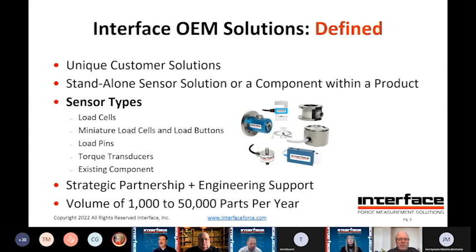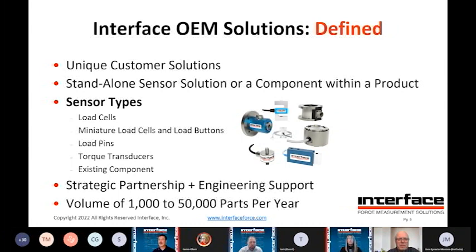We'll get a little bit deeper into that farther into the presentation, but strategic partnership and engineering support is the key to success. It's the most important part of this, and it's not only our engineering support, but it's also your engineering support. We get the engineering groups to work together. We've got the expertise on the force measurement side. You guys have the expertise on your application and your expectations, and together we can work through that for a successful solution. And we consider high volume 1,000 to 50,000 pieces per year.